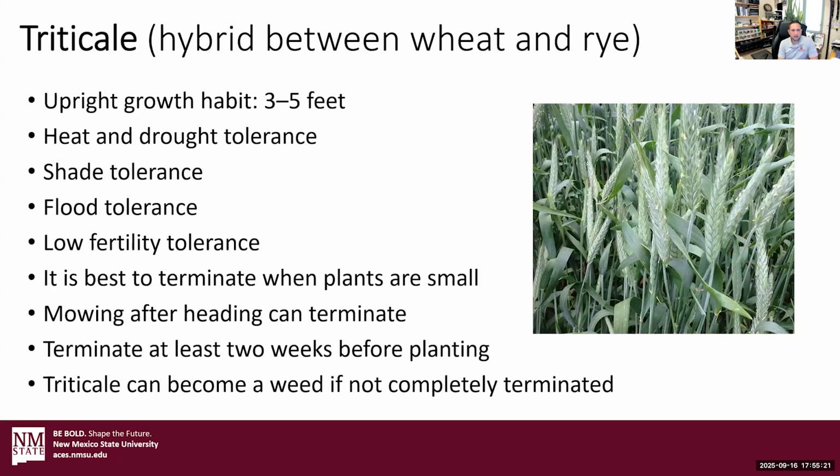So their growth, they have upright growth between 3 to 5 feet. They're really good with heat and drought tolerant. If you have a shady area, maybe this is also a good choice for you because they have shade tolerance as well as flood tolerance. If your soils aren't that fertile, they're also a good choice. Again, it is best to terminate when the plants are small. If they start seeding and you develop heads, it can become a weed. So you want to terminate at least 2 weeks before you're planting.